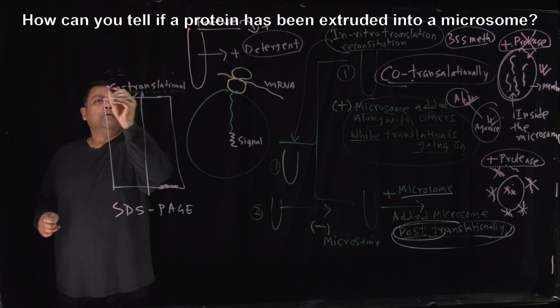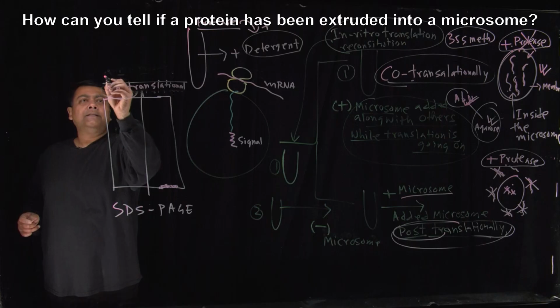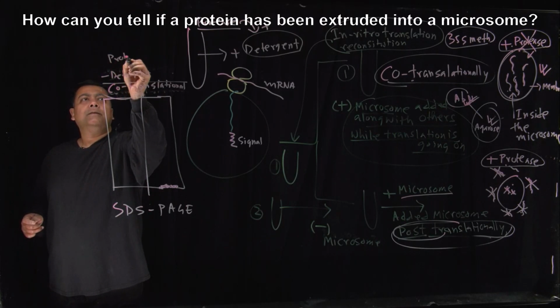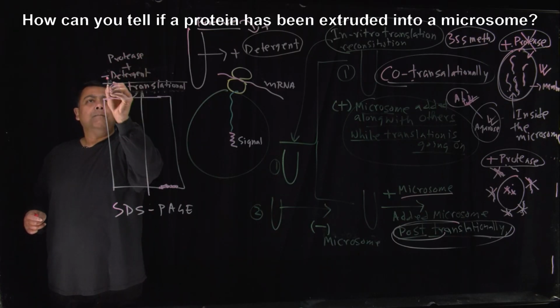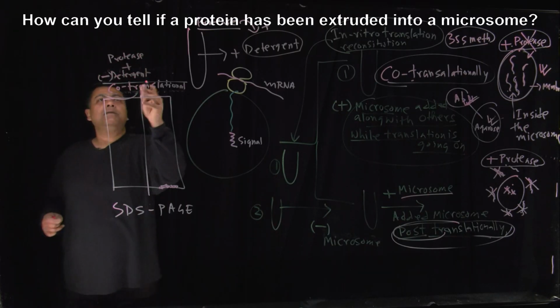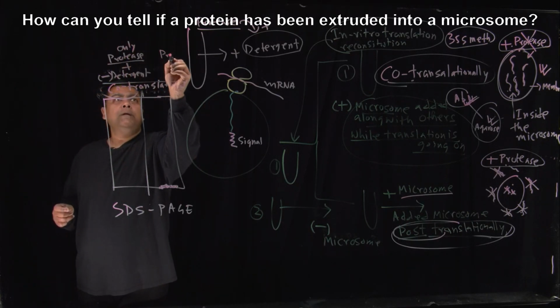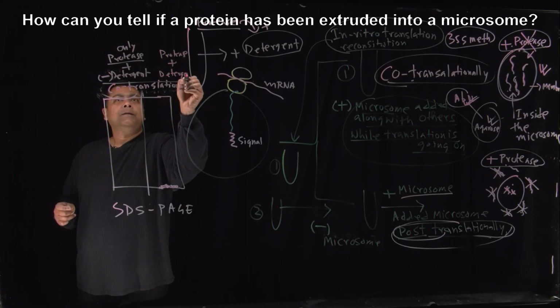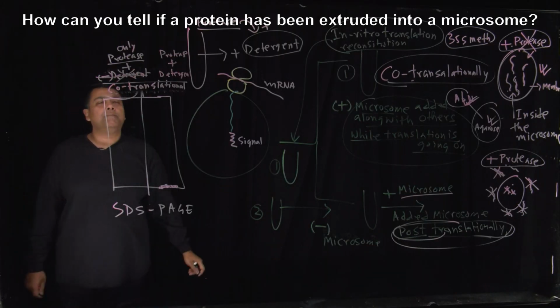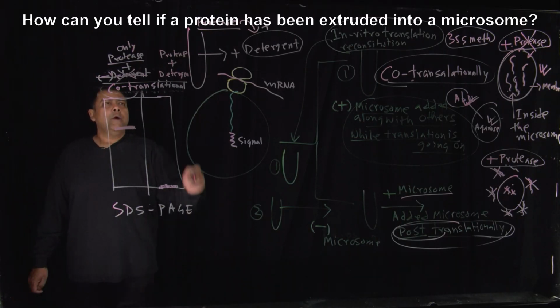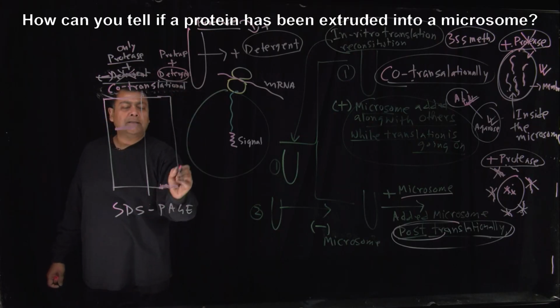Both of them are co-translational. One is minus detergent, so only protease. You do not have any detergent, just only protease essentially. And this is protease plus detergent. So without any detergent, only protease, you are going to find the band right here where you found it before. But when you have added the detergent, you do not get the same result.